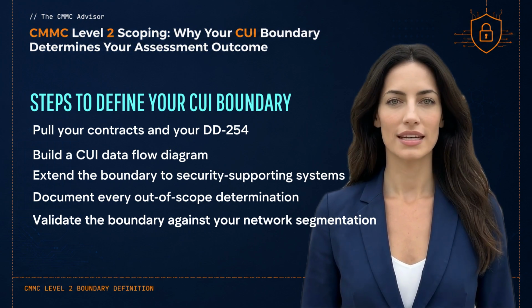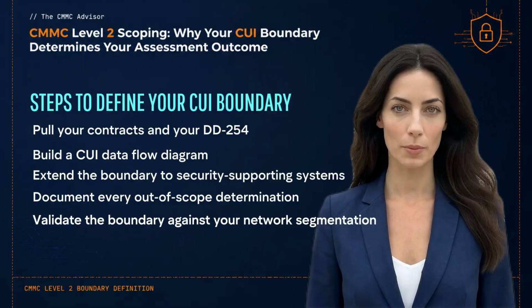Those 6 steps give you a defensible, repeatable scoping method. The CUI boundary is not a document you produce after the implementation work. It is the decision that defines what the implementation work is. Get it wrong, and you either overbuild an environment that costs more than it needs to, or you underscope and walk into an assessment with unprotected CUI exposure.